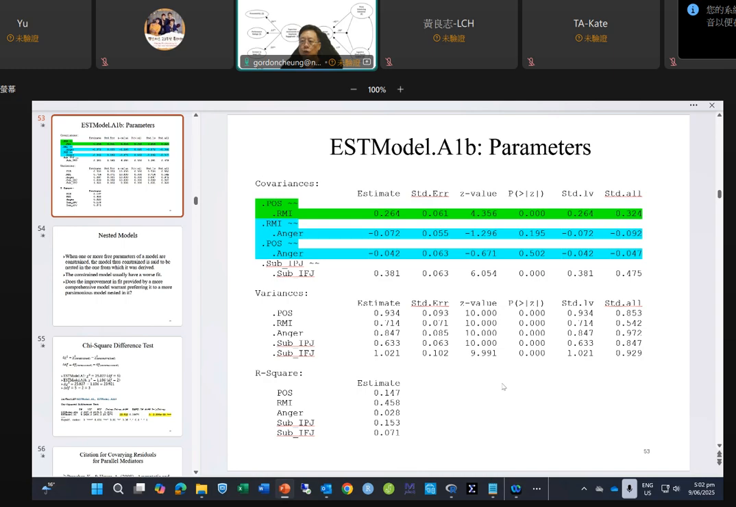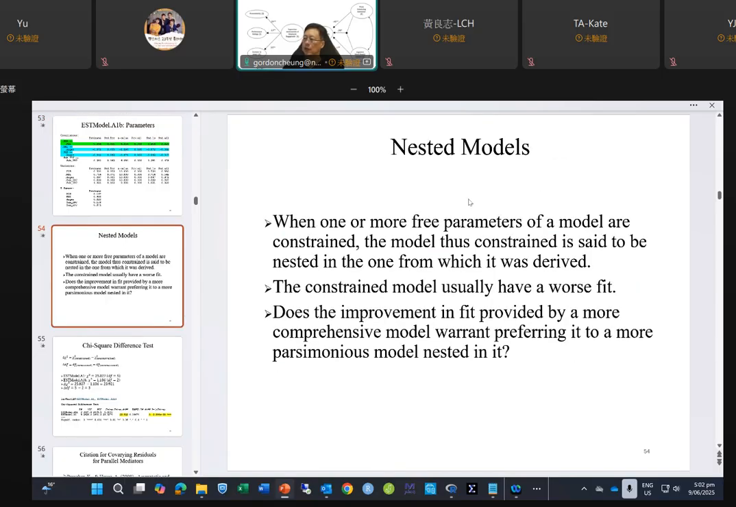Now, we ran two models. In fact, we call these two models nested models. You will come across this term very often. You have one model, and then you add some estimated parameters to this model. Then we call these two nested models. So we have one model with more estimated parameters and one model with fewer estimated parameters.